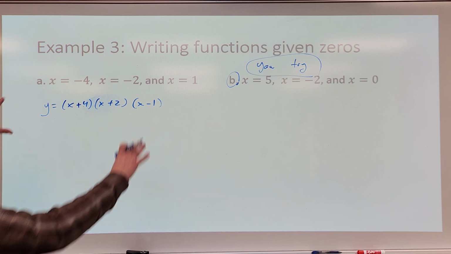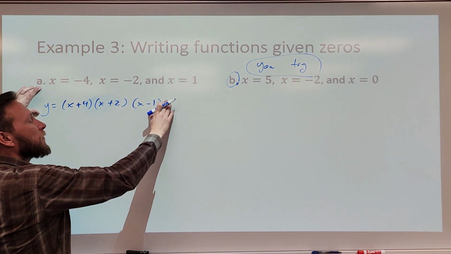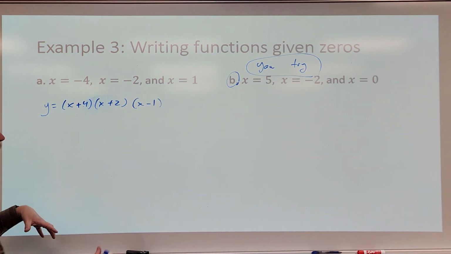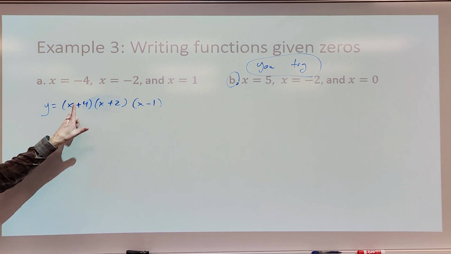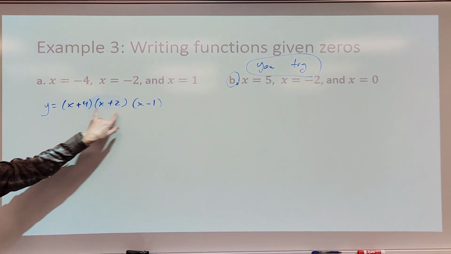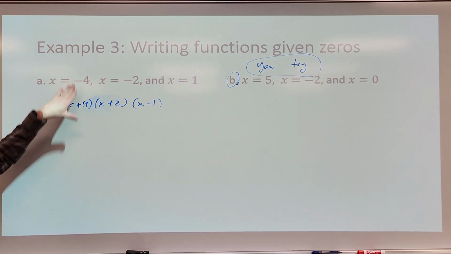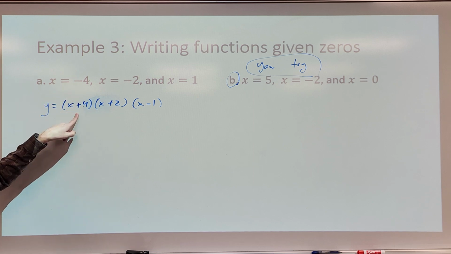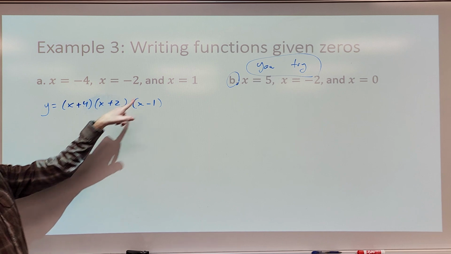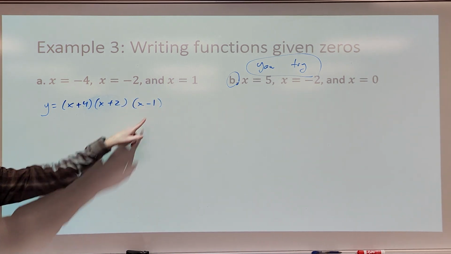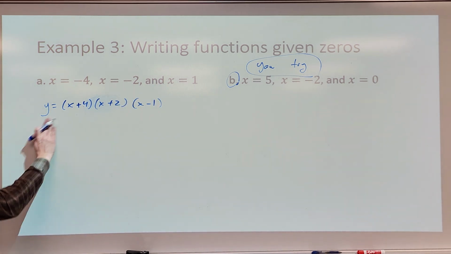One is first making sure that we get this, before we move on and actually multiply that out like we did last semester in lesson 3.2. What I want to make sure is that we can write the factored form. X equals negative 4 only if x plus 4 is a factor. X equals negative 2 only if x plus 2 is a factor. X equals 1 only if x minus 1 is a factor.